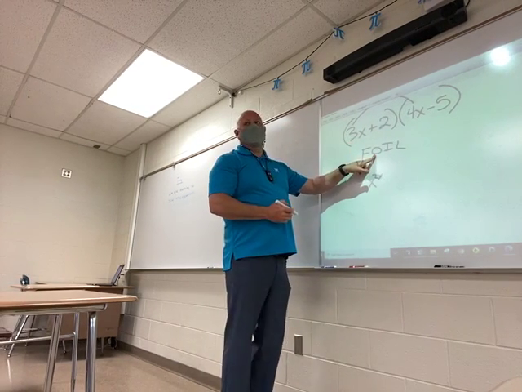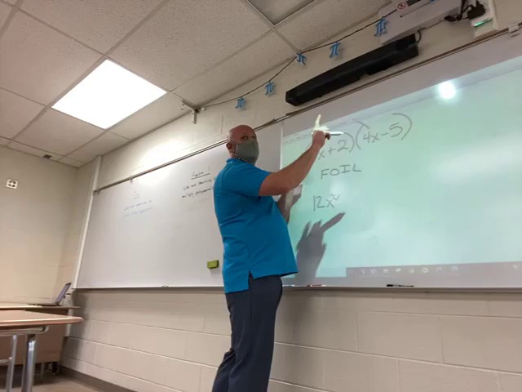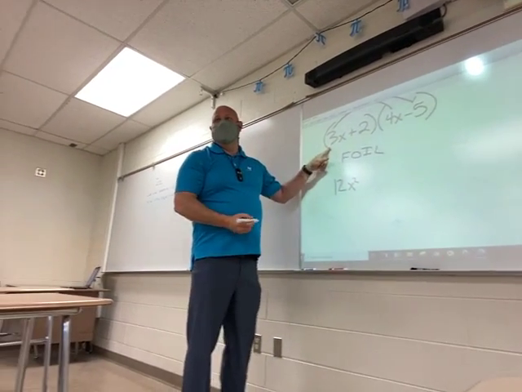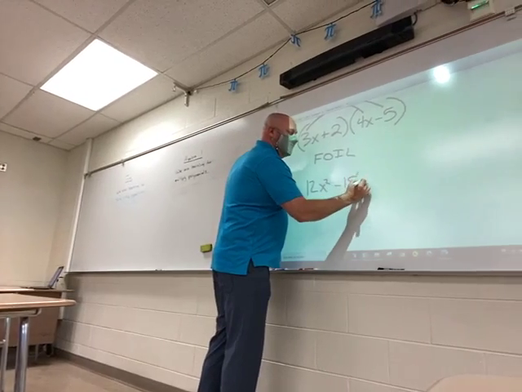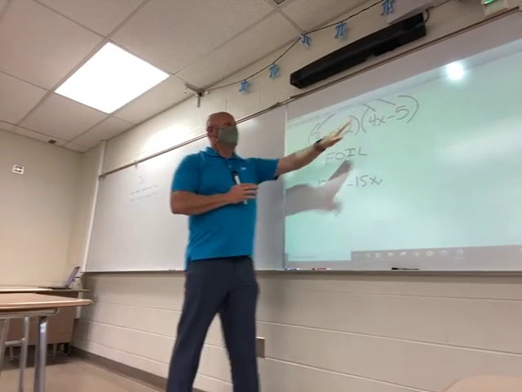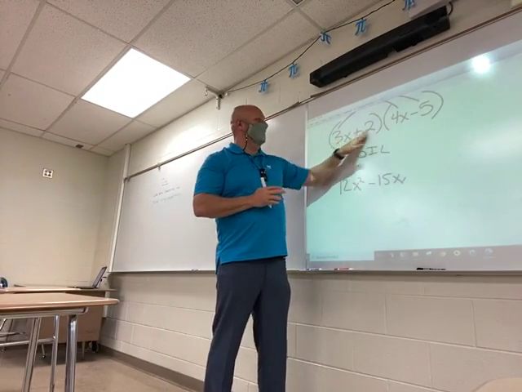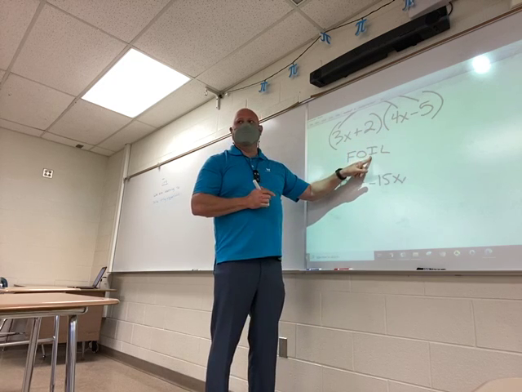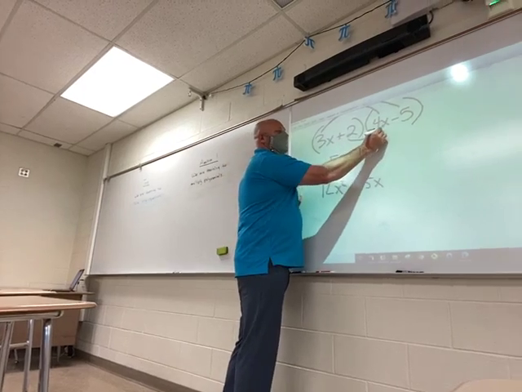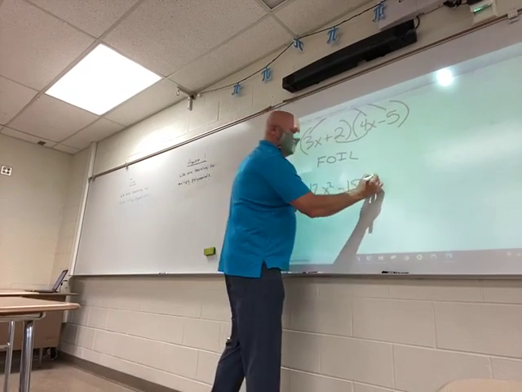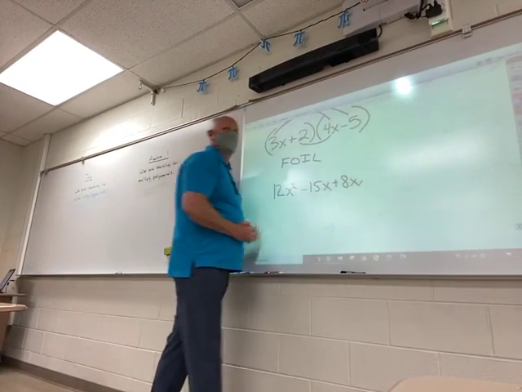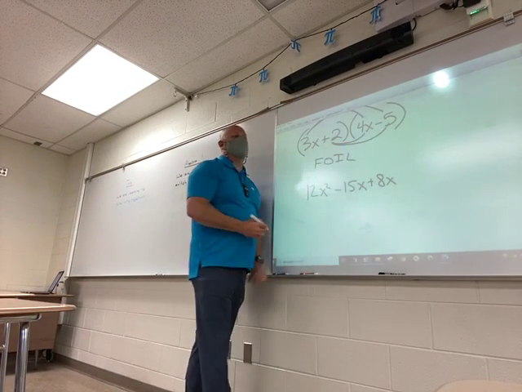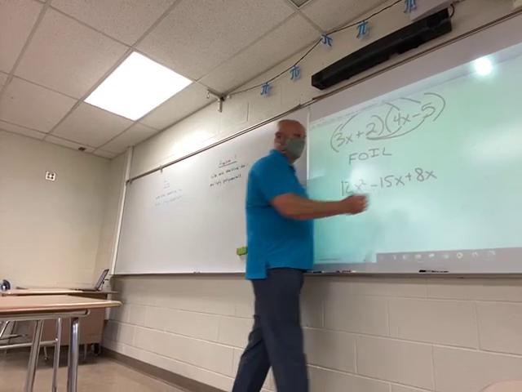And then the outside numbers, so the 3x and the negative 5. What's 3x and negative 5 make? Negative 15x. And you got to be careful with your signs here. That's a negative 5. All the other three numbers are positive, right? So now the inside numbers, the 2 and the 4x would make positive 8x. And then the last. So the 2 and the 5 would make negative 10.